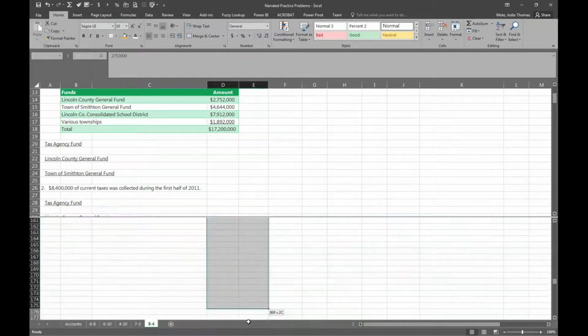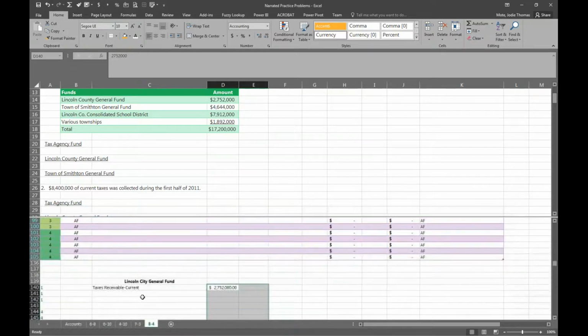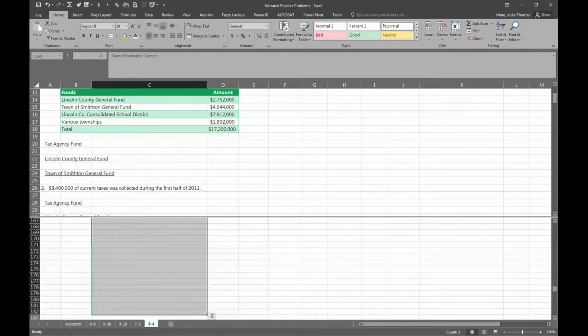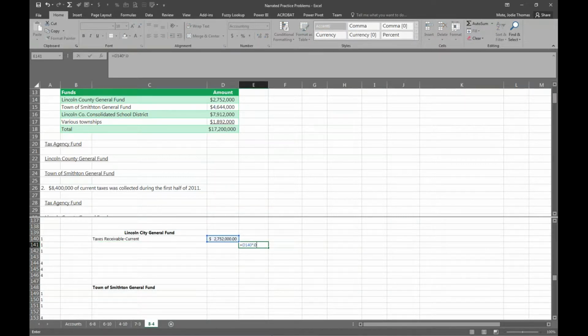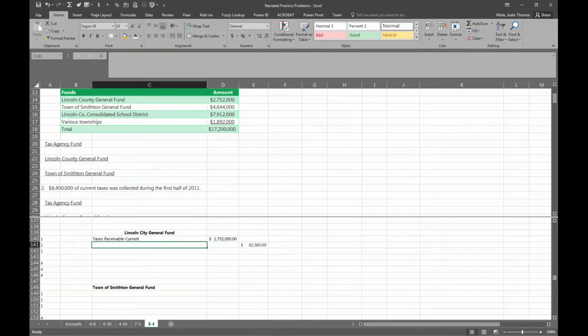Well, let me make sure all these are formatted correctly so we're not doing this over and over again. And let's go left on all these. All right. So taxes receivable current, and it's estimated that 3% of this is going to be uncollectible. So we did 0.03 times that amount. All right. And the net of those two is going to be revenues.